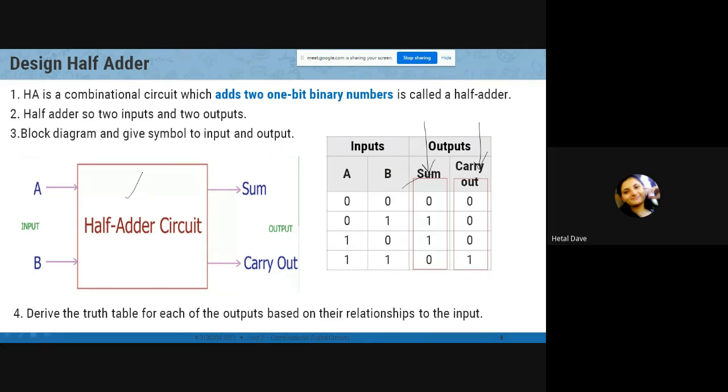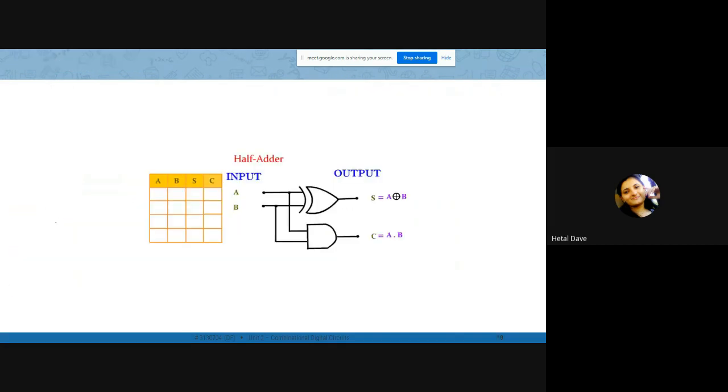Whenever I give 0, 0, one animation is given using which you can easily understand. Whenever I give 0, 0, then this XOR gate will produce 0 and this AND gate will produce 0. So yes, the summation should be 0, 0. If someone, let's say, enters 0, 1, then the sum output will be 1.